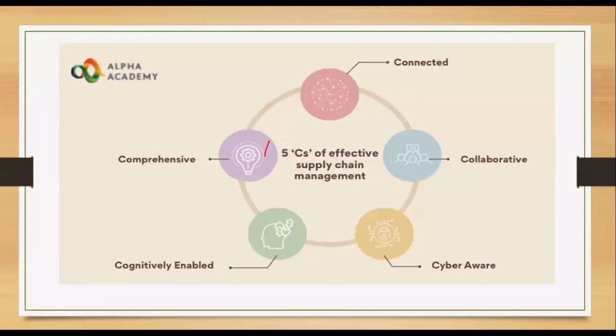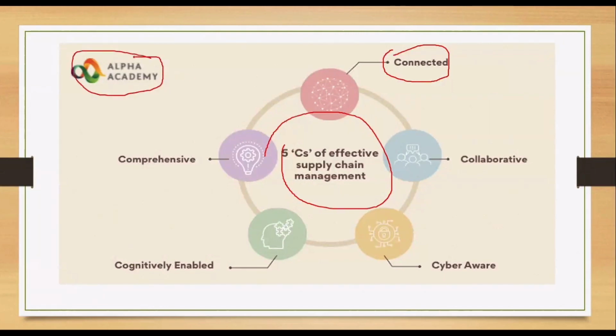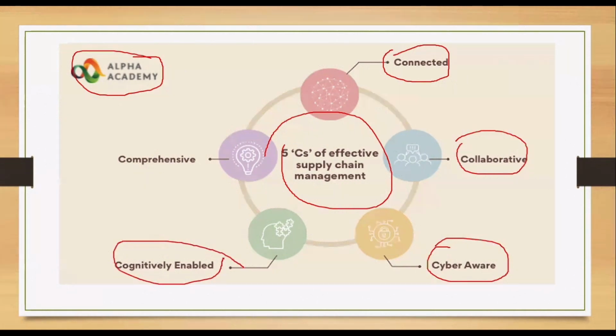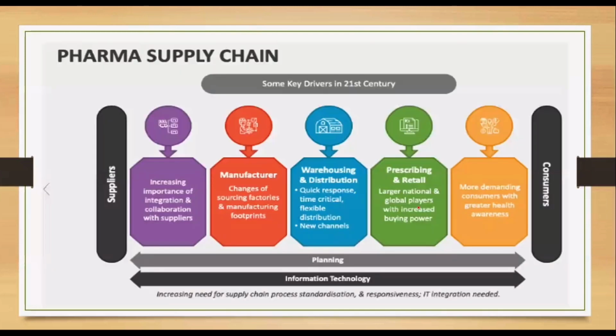And also you can see the 5 C's of an effective supply chain. The 5 C's are, first, connectedness. This is given by Alpha, an academic consultancy company. Then collaborativeness. Then cyber aware, using technology integration. Then cognitively enabled, where more knowledge sharing is there, and comprehensive. These 5 C's are going to lead to an effective pharmaceutical supply chain.